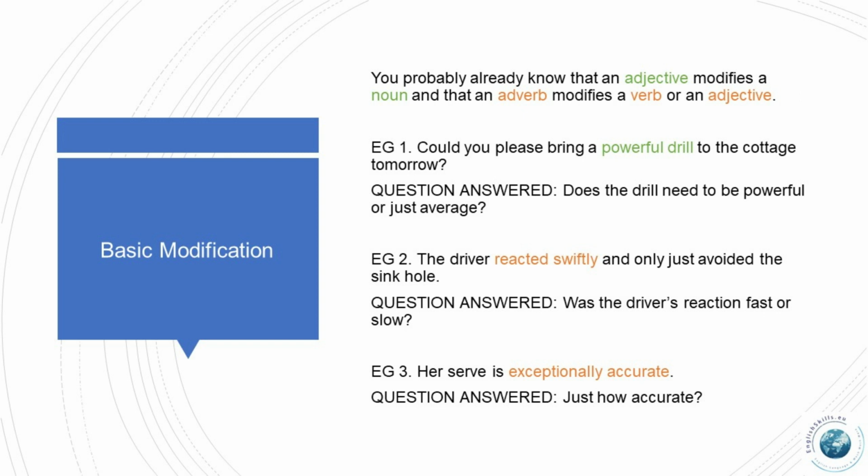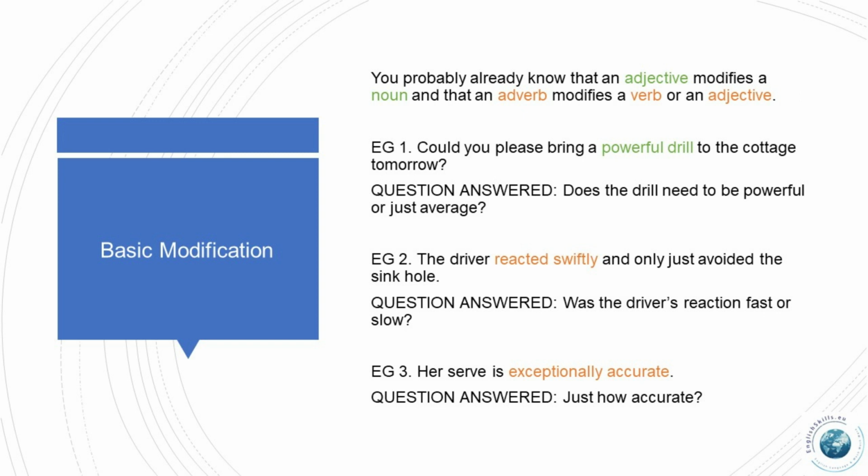Well, what was the question answered there by the highlighted modification? Well, the question was, does the drill need to be powerful or just average? So very often it's important we think ahead, we plan when we're writing, we plan our sentences. And when we're about to speak to someone, we should quickly run through and brainstorm, hey, that would be really useful vocab. Hey, that would be great modification to put into a sentence, an answer to a question.